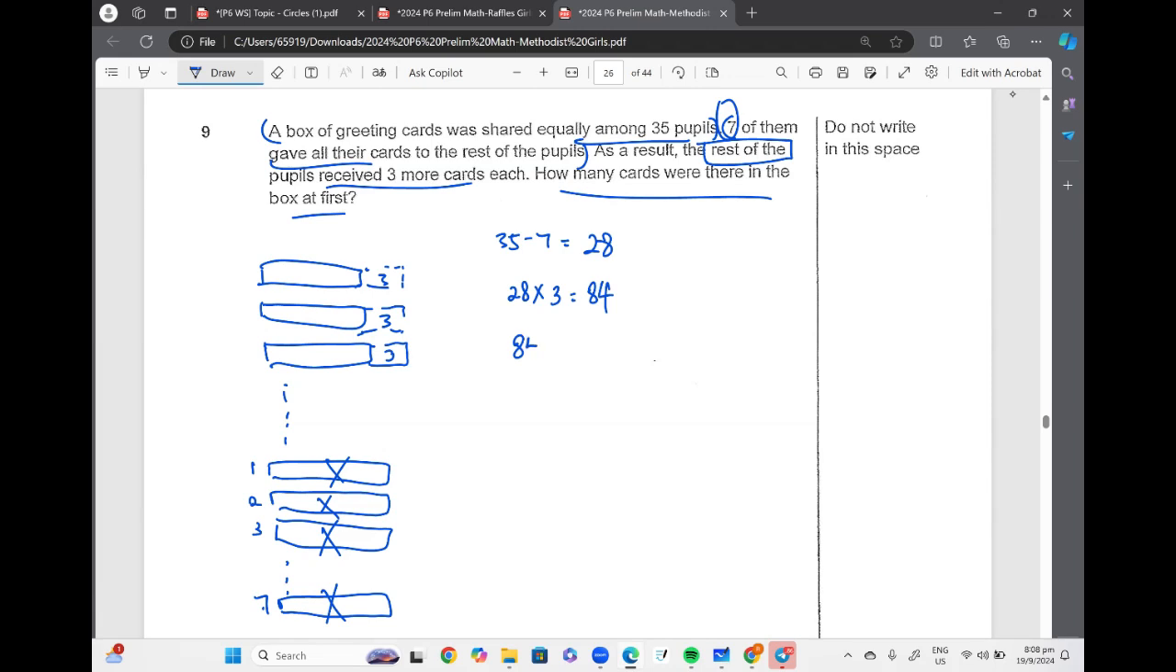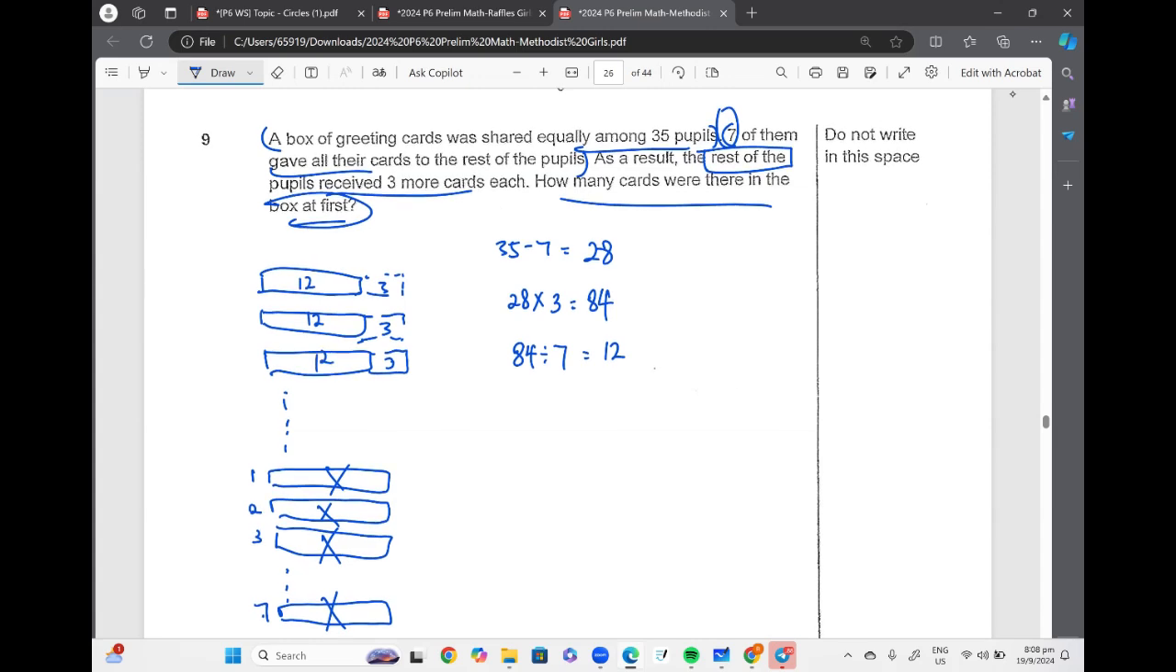That is why I can easily take 84, divide by 7 people to get each of them at first, which is 12. Each of them had 12 at first. 12, 12, 12, 12 all the way. And there are 35 people, so I just take 35 multiplied by 12. I'll get my answer of 420 cards. And that is my answer to this question.